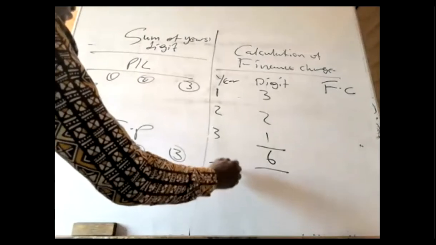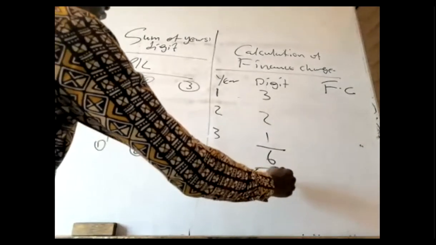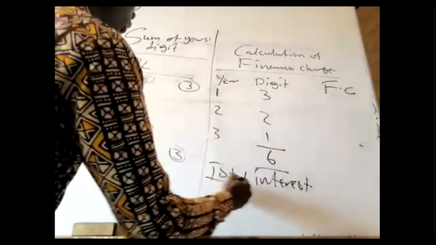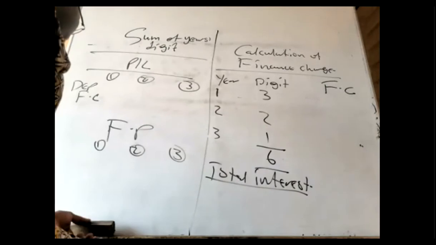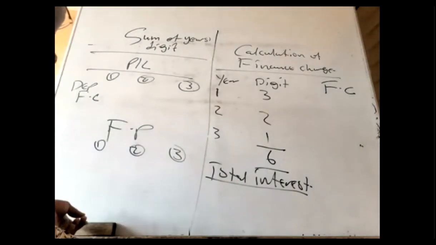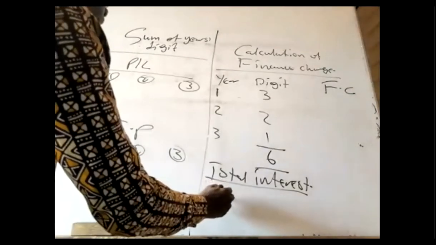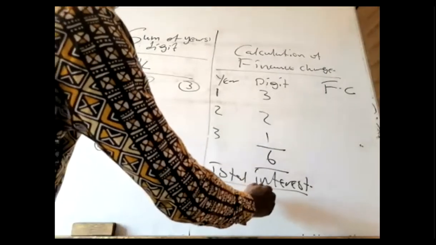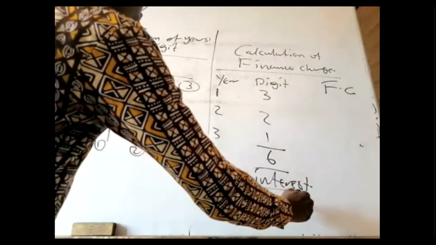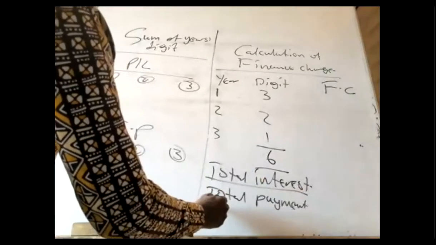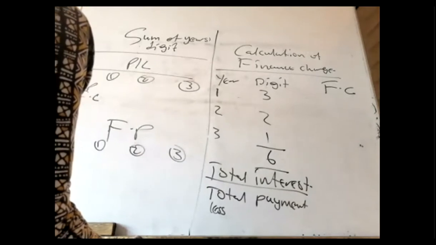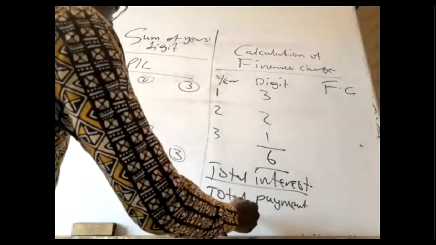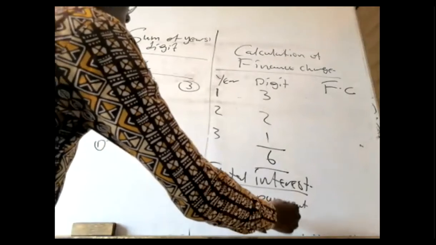Good. When you're done, calculate what we call total interest. Let's calculate the total interest. In fact, that is what you're supposed to calculate first before this one. How do you get the total interest? It is equal to the difference between the cash price and the total payment. So tell the examiner total payment under the lease, so total lease payment less the cash price.